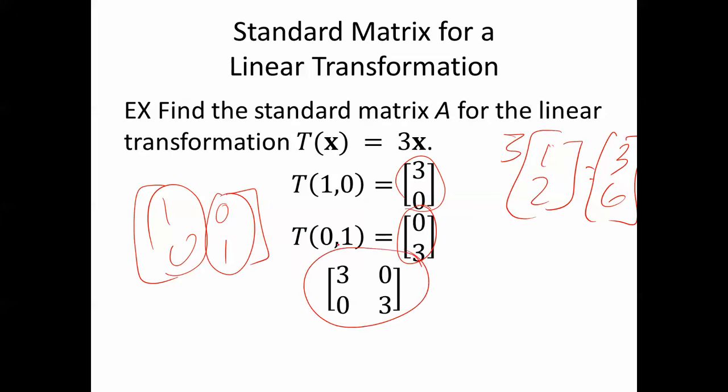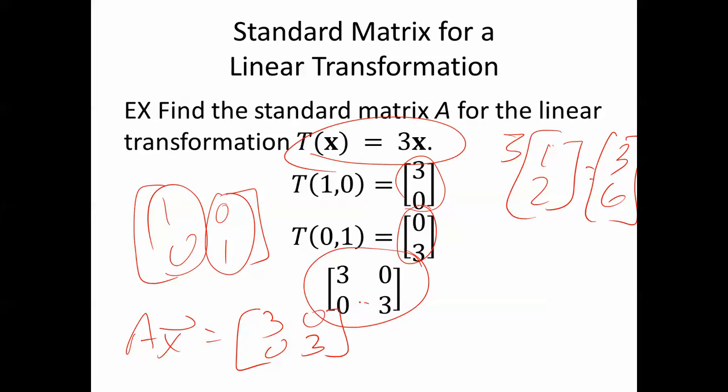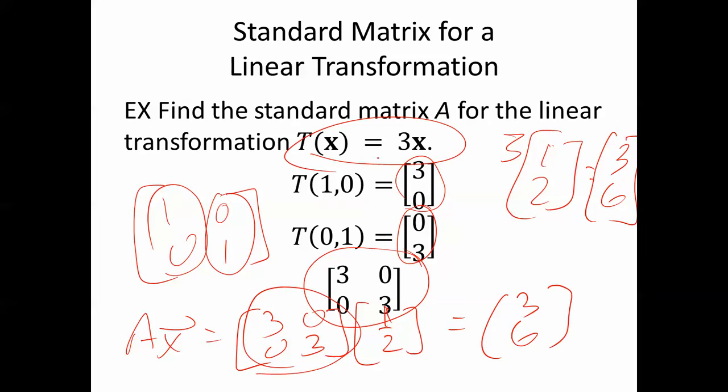So this is the matrix that corresponds to this linear transformation. And if you want to test it, just try it. Ax, in other words, 3, 0, 0, 3, times 1, 2, notice that gives you 3, 6. So indeed, this is the matrix that corresponds to this linear transformation.